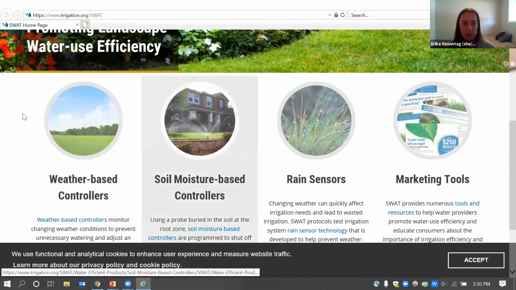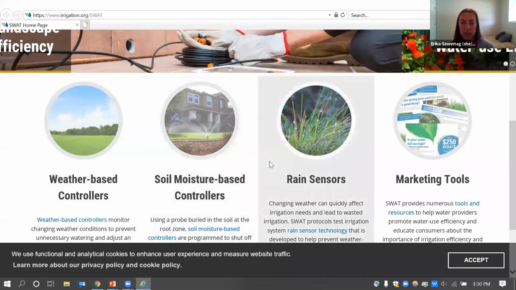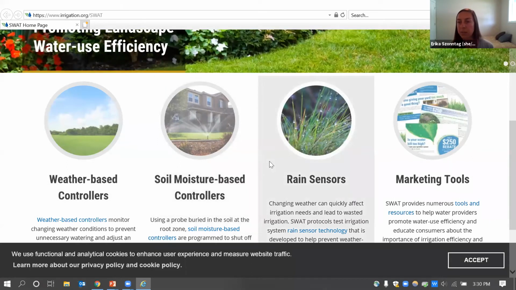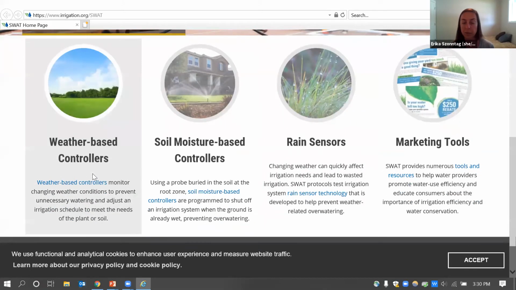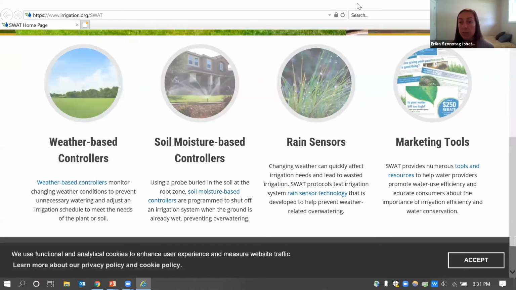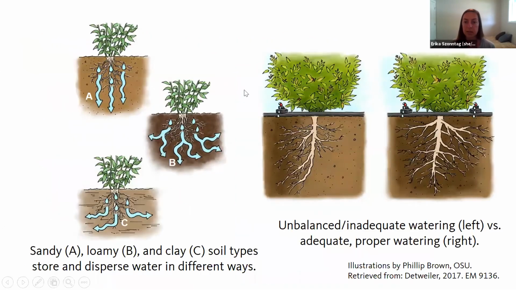These days they make all kinds of weather-based controllers or soil-based controllers. These irrigation systems will be able to sense how much moisture is in the soil. They can look at relative humidity, temperature, wind, and things like that to help you prevent unnecessary watering. So in the long run, these can really help you save a lot of money and a lot of water. And then another really important rule about watering is to water deeply and infrequently.